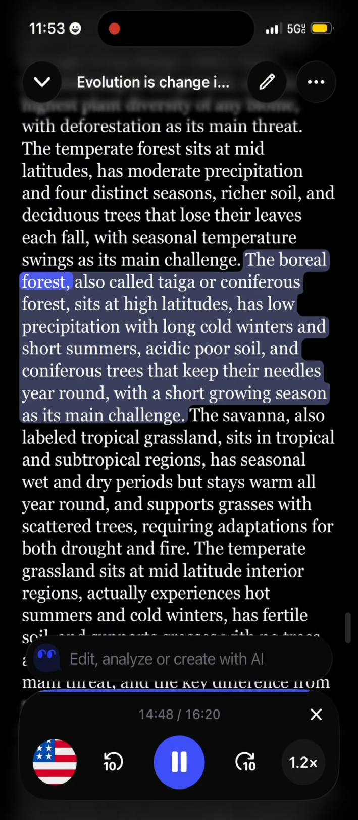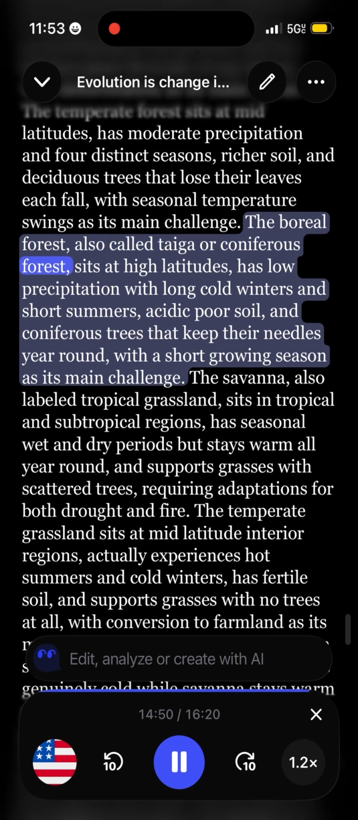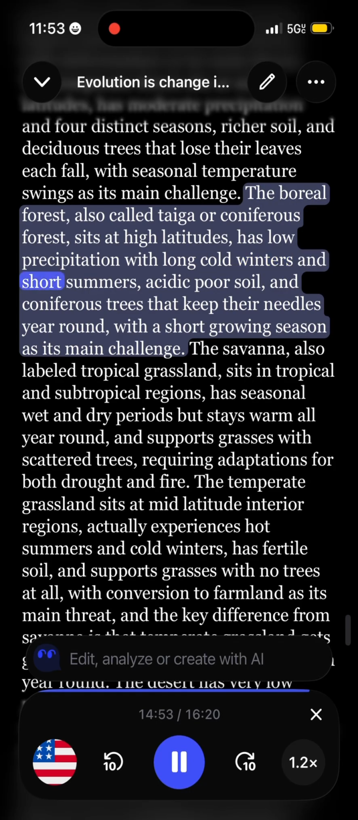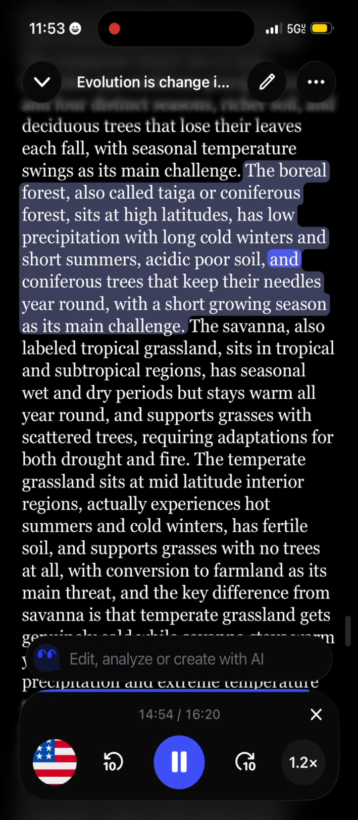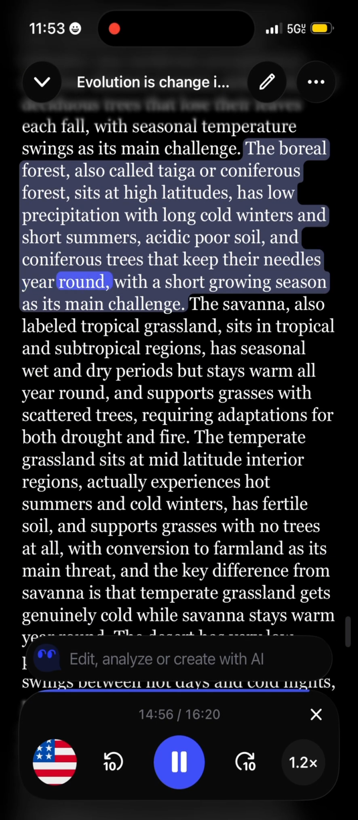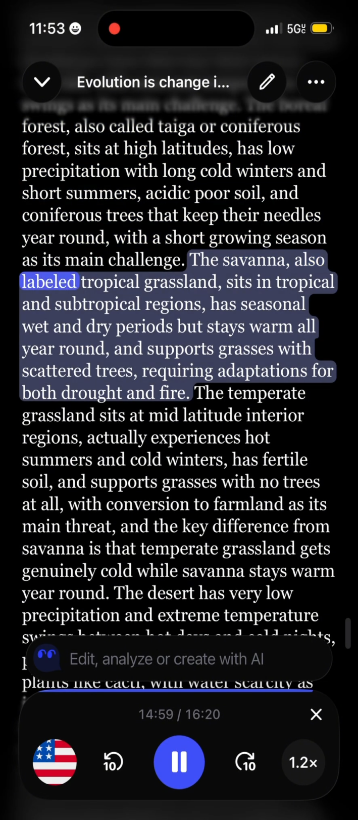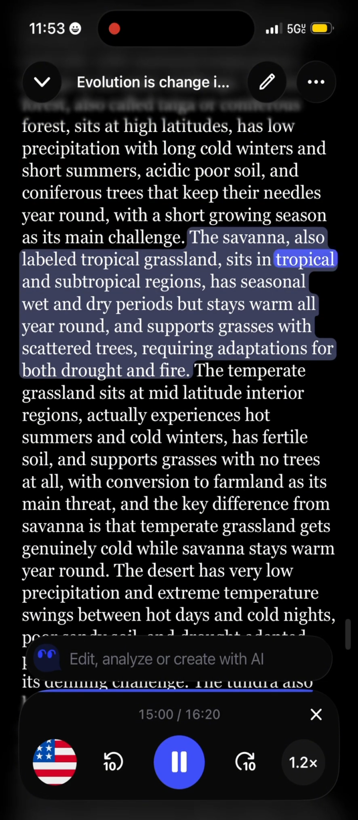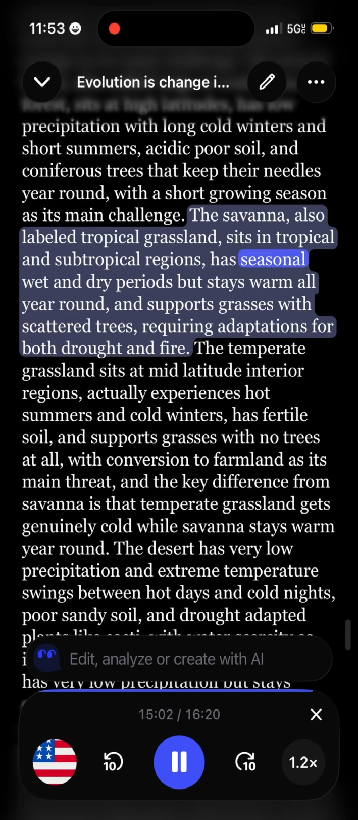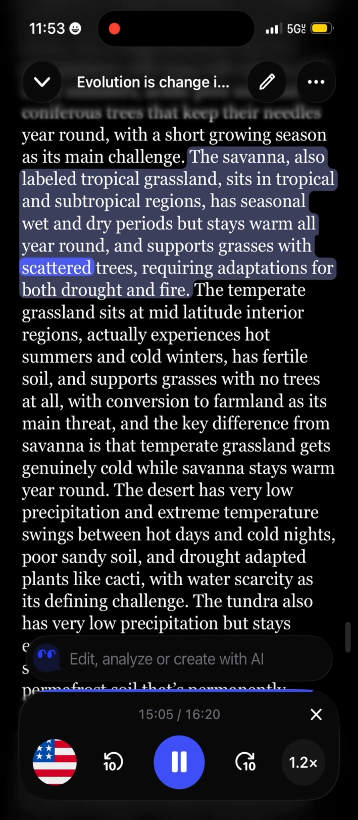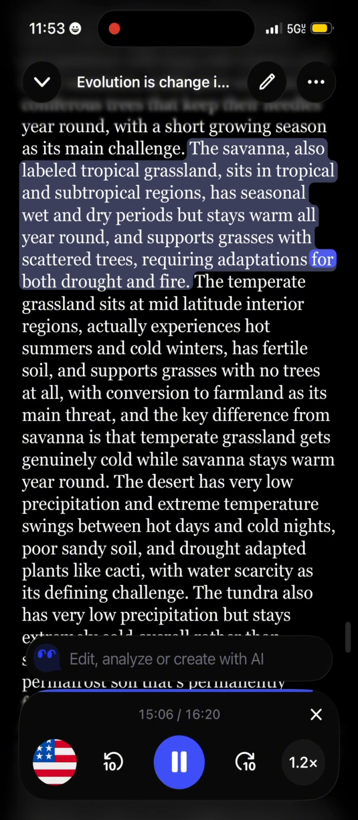The boreal forest, also called taiga or coniferous forest, sits at high latitudes, has low precipitation with long cold winters and short summers, acidic poor soil, and coniferous trees that keep their needles year-round, with a short growing season as its main challenge. The savanna, also labeled tropical grassland, sits in tropical and subtropical regions, has seasonal wet and dry periods but stays warm all year round, and supports grasses with scattered trees, requiring adaptations for both drought and fire.